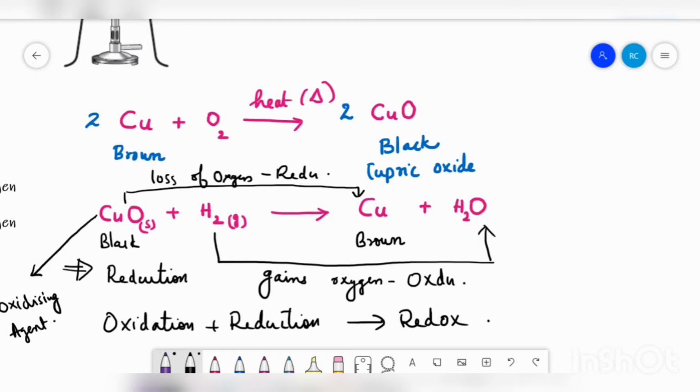Hydrogen, you can call the reducing agent. So hydrogen is the reducing agent. Now let us study another reaction.